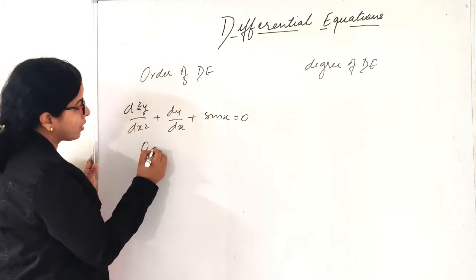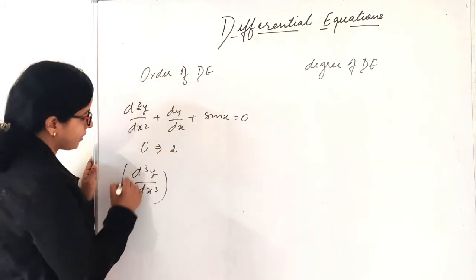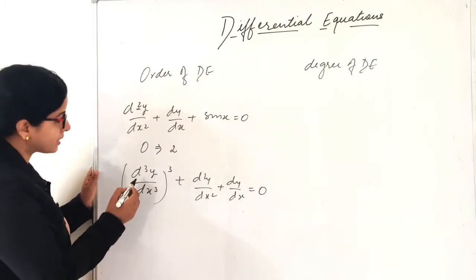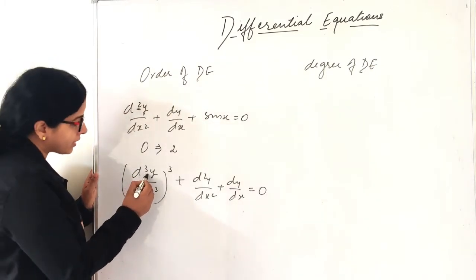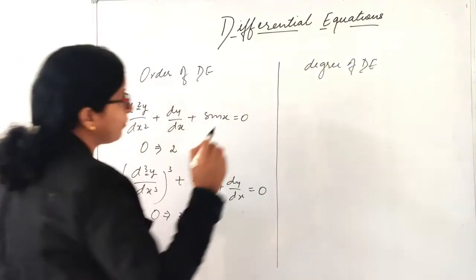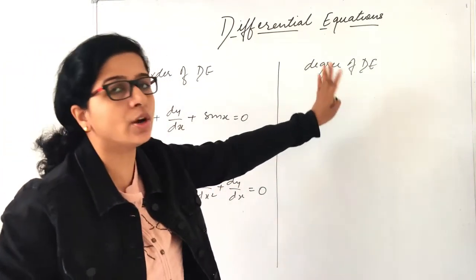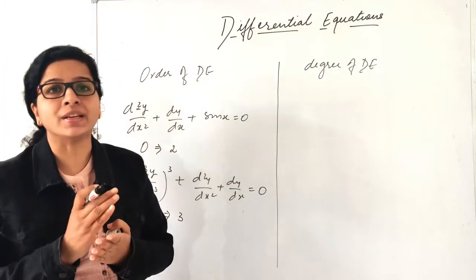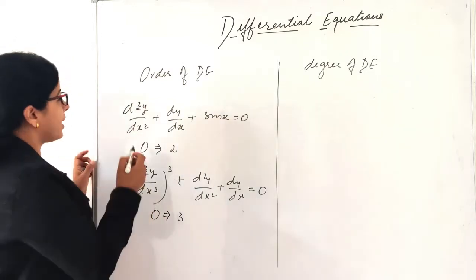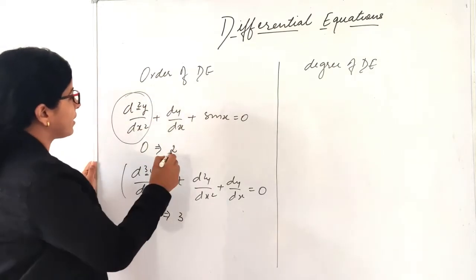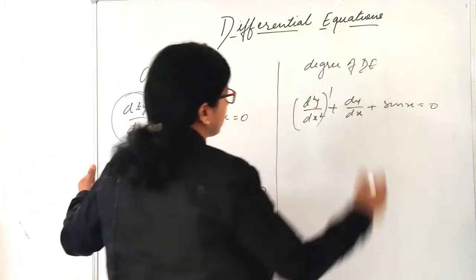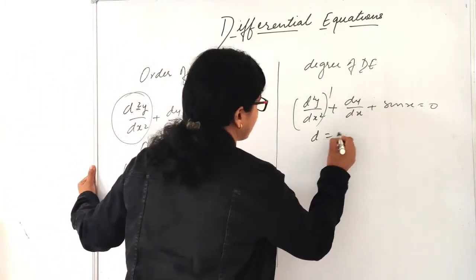So the order of this differential equation is 2. Say for example, I have this kind of differential equation. Here my highest order derivative is 3, so the order of this differential equation is 3. The degree of the differential equation is the degree of the highest order derivative. Here the highest order derivative is 2 and the degree is 1.